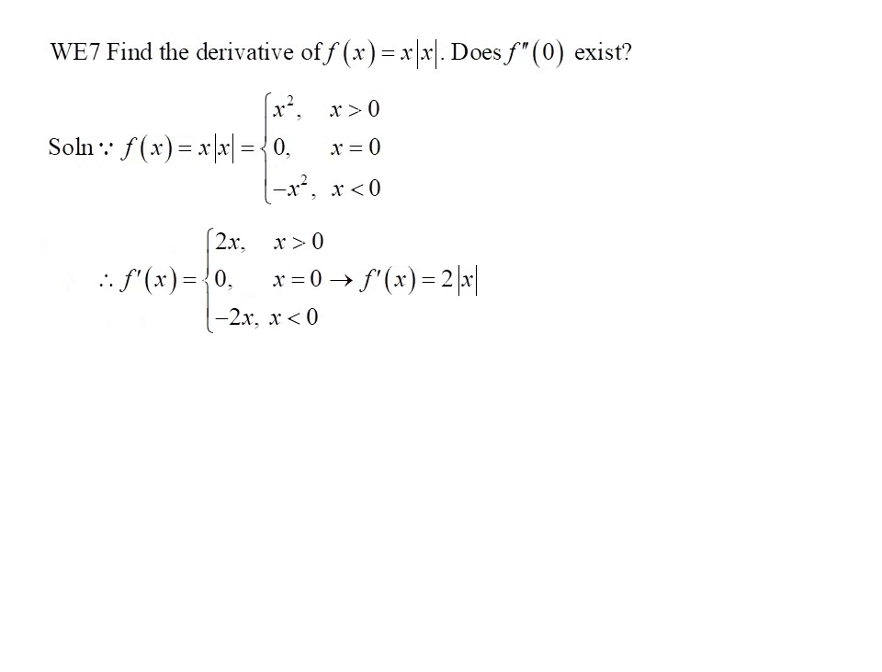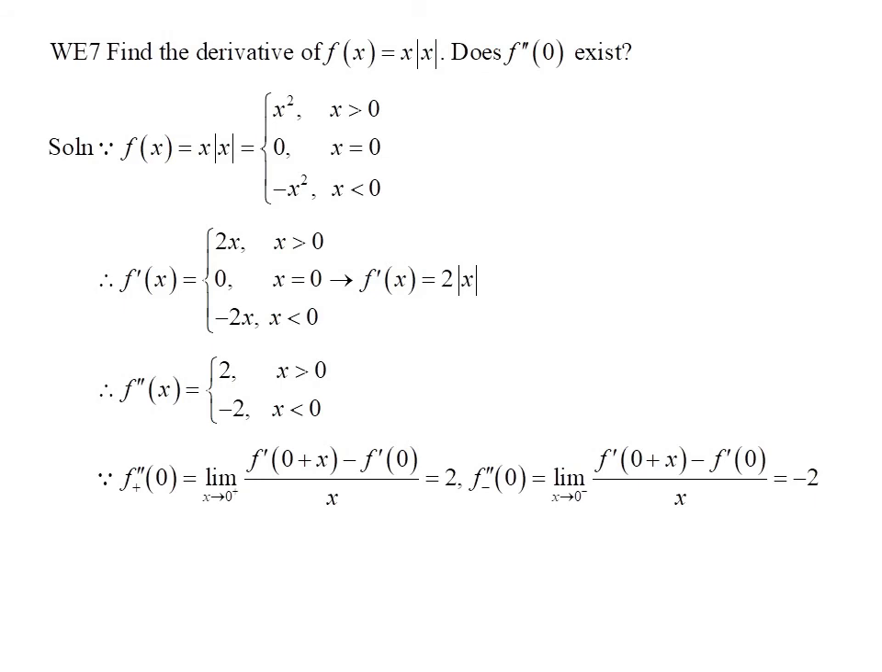Hence, its derivative function equals 2x when x is greater than 0. It equals 0 when x is 0. It equals negative 2x when x is less than 0. In summary, the derivative of f of x can be simplified to 2 times the modulus of x. As for the second derivative of f of x, it equals 2 when x is greater than 0. It equals negative 2 when x is less than 0.